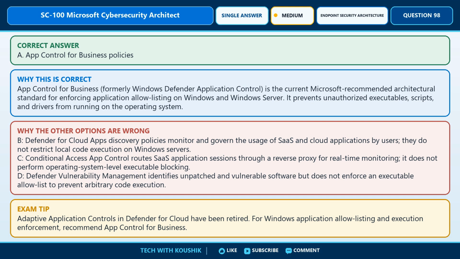D. Defender Vulnerability Management identifies unpatched and vulnerable software, but does not enforce an executable allow list to prevent arbitrary code execution. Exam tip: adaptive application controls in Defender for Cloud have been retired. For Windows application allow listing and execution enforcement, recommend App Control for Business.